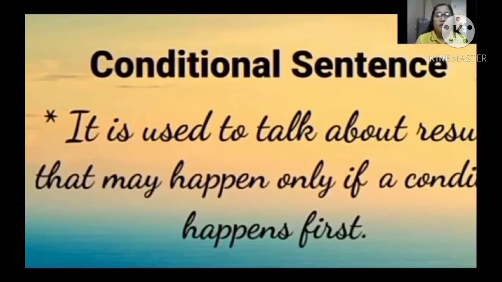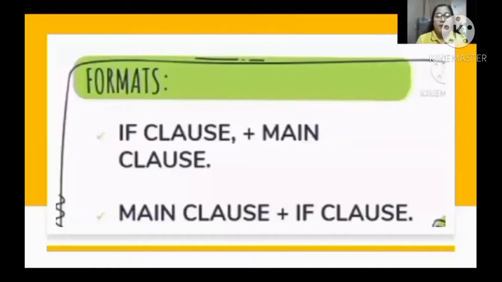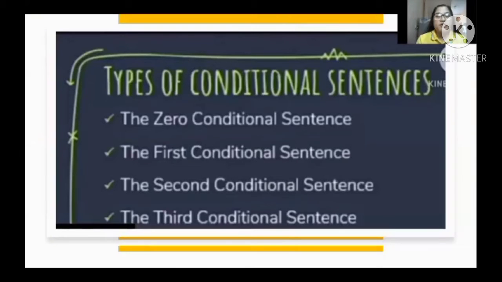How do we form a conditional sentence? So here are the formats that we can use. We will start with the if clause and then followed by the main clause. Or the main clause and then followed by the if clause. So you can use it vice versa. Now, we have four types of conditional sentence. First is the one that we discussed last meeting, which is the zero conditional sentence. Second is the first conditional sentence, and then the second conditional sentence, and lastly, the third conditional sentence.